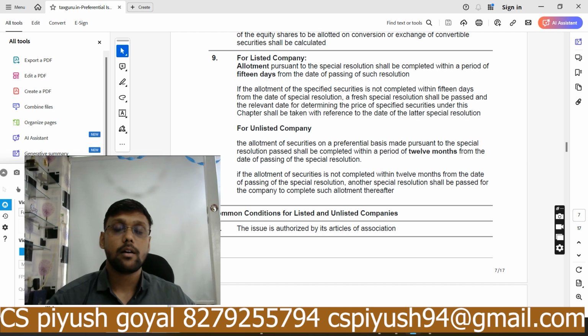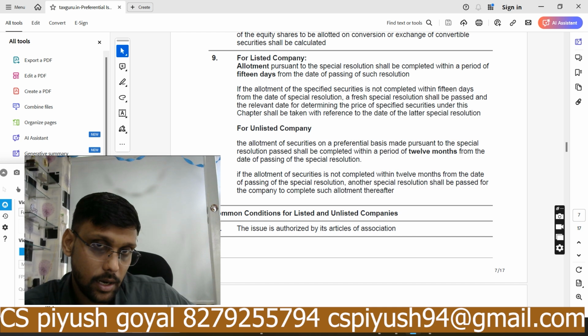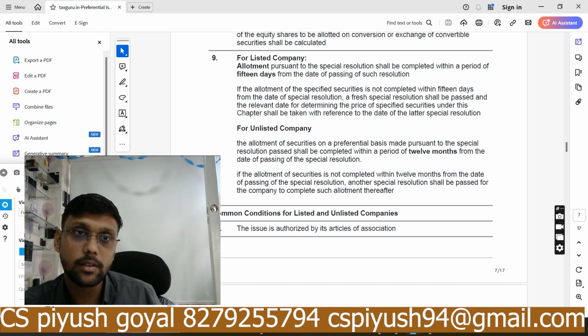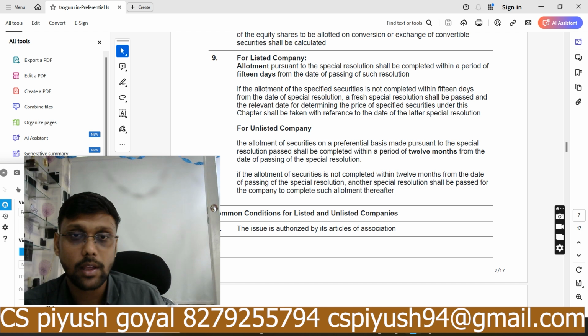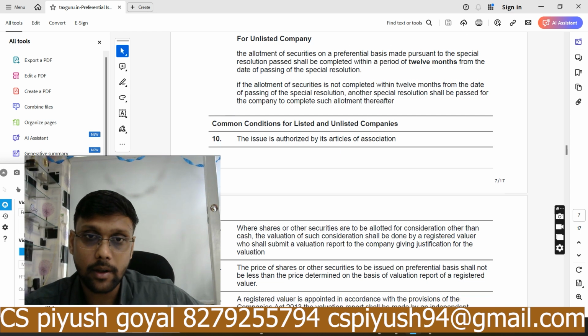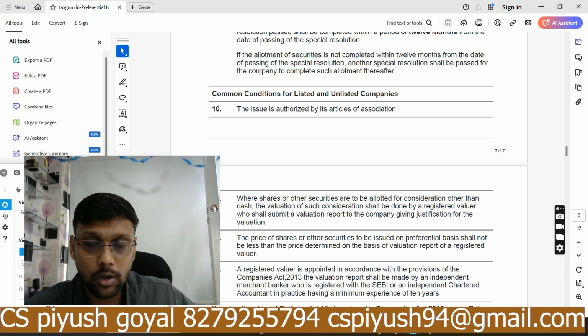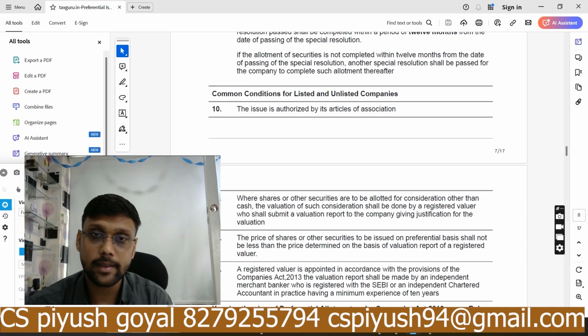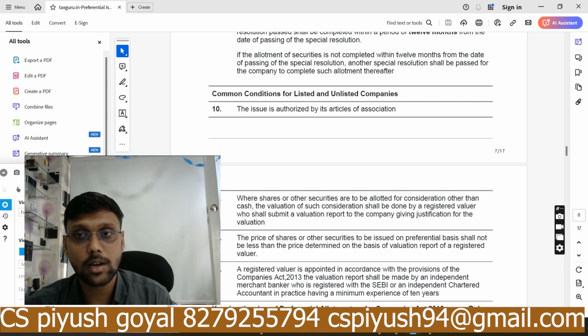Thereafter we will discuss the common conditions for listed and unlisted companies. What are the conditions required for issuing the preferential shares? First requirement, the issue of shares is authorized by the articles of association. The second requirement is where shares or other securities are to be allotted for consideration other than cash, the value of such consideration shall be determined by the registered valuer.